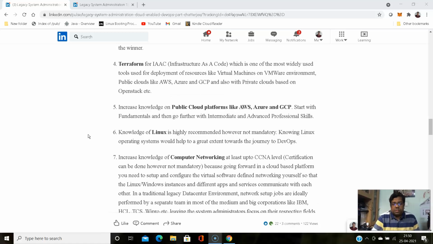Public clouds, obviously, I am not required to say everybody has to learn. It's a norm nowadays. So AWS, Azure, or GCP. Start with AWS, then go for Azure or GCP. Once you know one cloud environment, almost the components are the same. Only the interface might be different, so you can easily grasp it. Knowledge of Linux is highly required, because Linux is the widely used operating system in the DevOps environment.